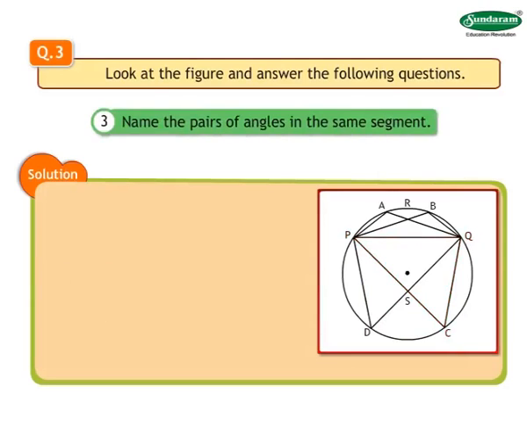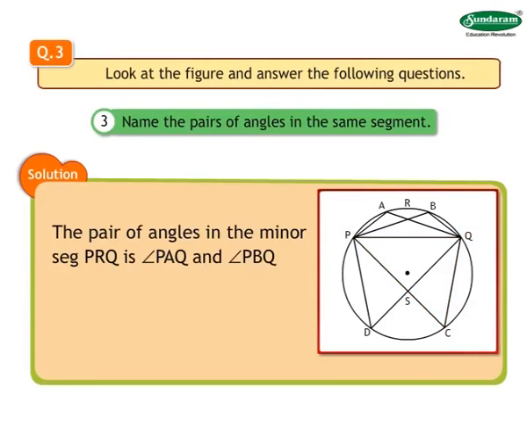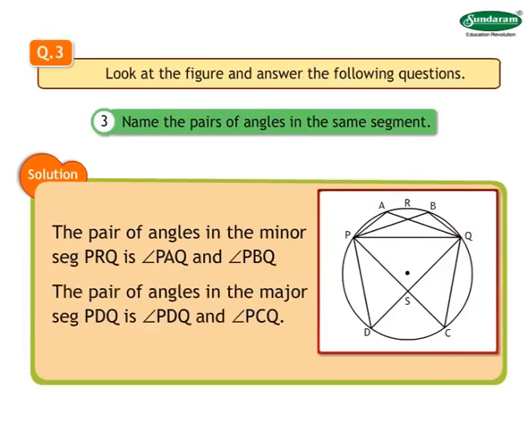3. Name the pairs of angles in the same segment. Solution. The pair of angles in the minor segment PRQ is angle PAQ and angle PBQ. The pair of angles in the major segment PDQ is angle PDQ and angle PCQ.